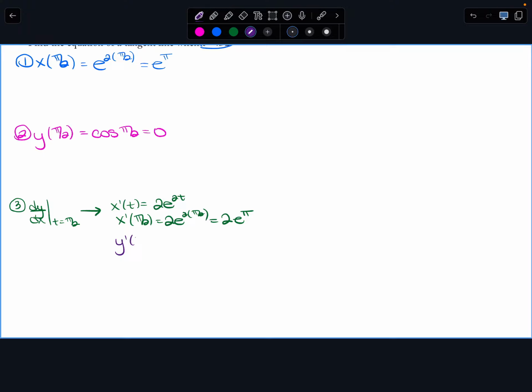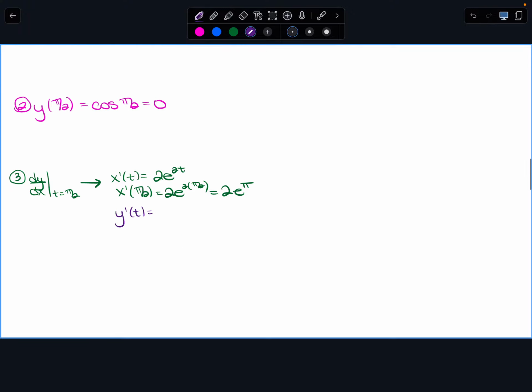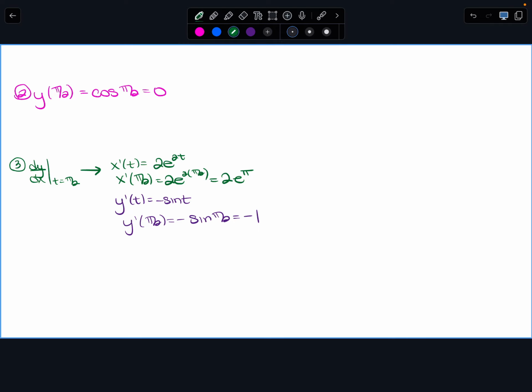I need a y prime of t. We just have cosine, so negative sine of t. So y prime of pi over 2 is negative sine of pi over 2, which is negative 1. So then dy dx evaluated at t equals pi over 2 is negative 1 in the top and 2e to the pi in the denominator.